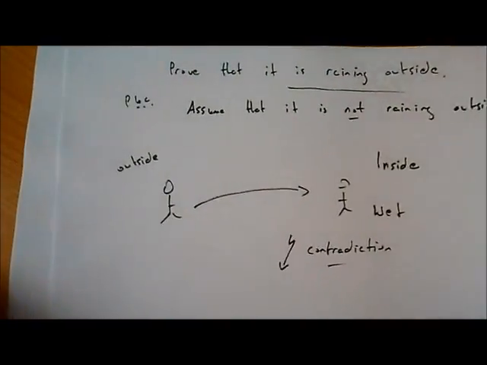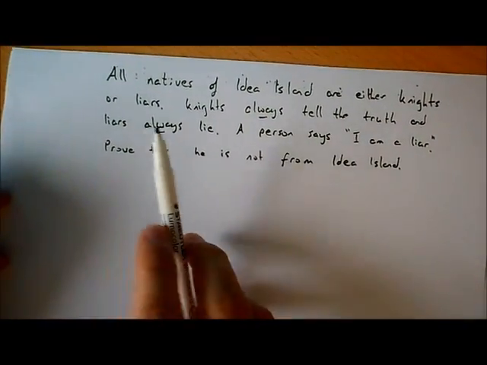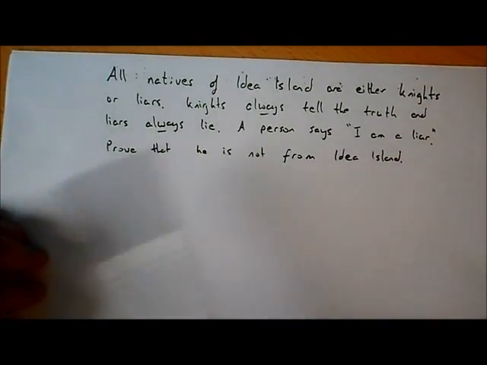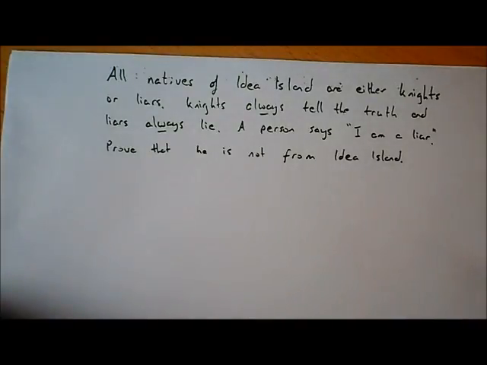Let's have a look at another example. We've got an island called Idea Island. All natives of Idea Island are either knights or liars. So there are two types of people on Idea Island. Knights always tell the truth and liars always lie. And a person says, I am a liar. We have to prove that he is not from Idea Island.